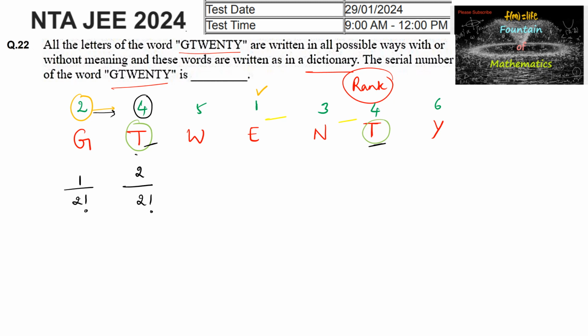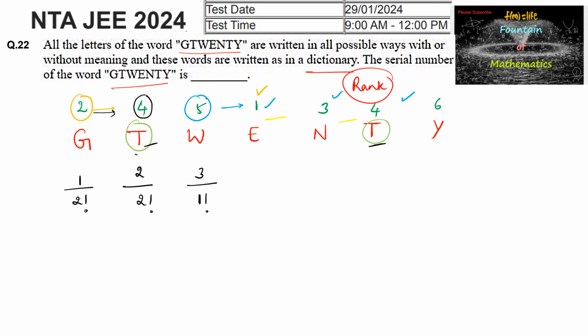And then next letter comes W. The position is 5. Less than 5, there are, we can say 1, 3, 4. Three numbers are there. So we can write 3 divided by, and here including this W, there are no repeated letters to the right side, because already the left side is completed. We should not see left side, only right side. Only one T is there, so we can add only 1.